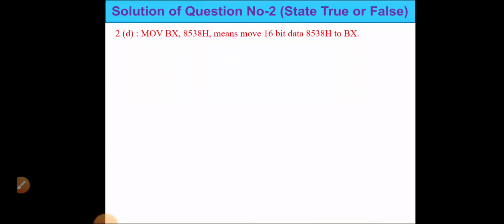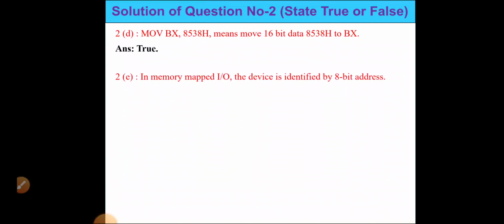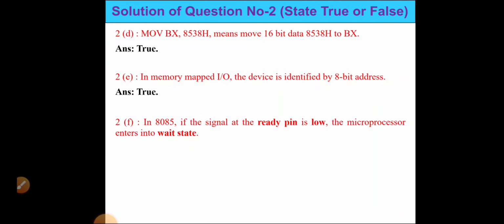Next is MOV BX, 8538, means move 16-bit data 8538 to BX. The statement is true because this 16-bit data will be moved to BX. In memory mapped input output, the device is identified by 8-bit address. This is also true. In 8085, if the signal at the ready pin is low, the microprocessor enters into wait state. So this statement is also true.